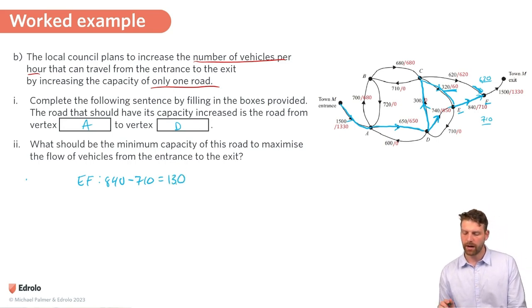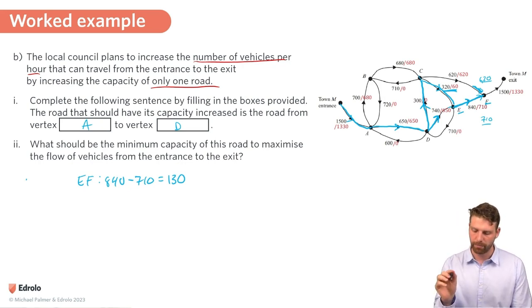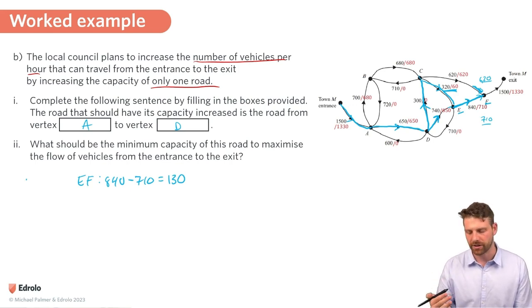So along that pipe, I can flow an extra 130 vehicles per hour. So can I get them there? I think that's the most I can do. I can't do any better than that because all of my flow must go through EF from that bottom path. So 130 seems to be the best I can do. The only question is, can I get it there?